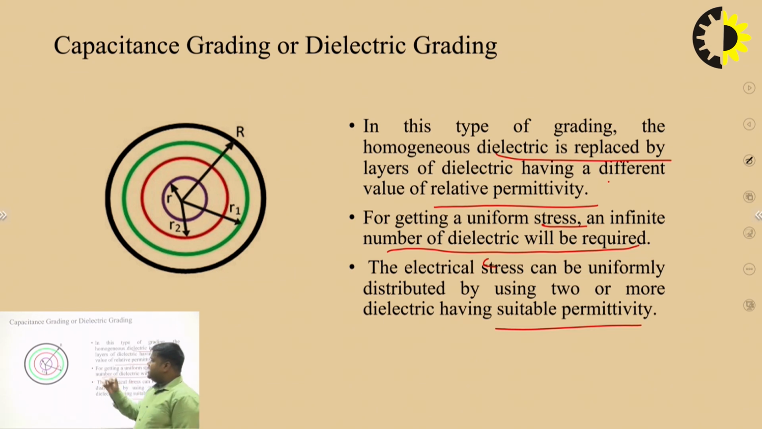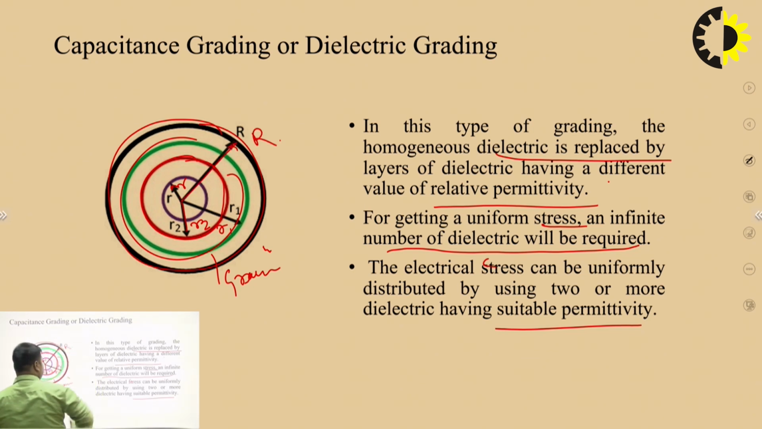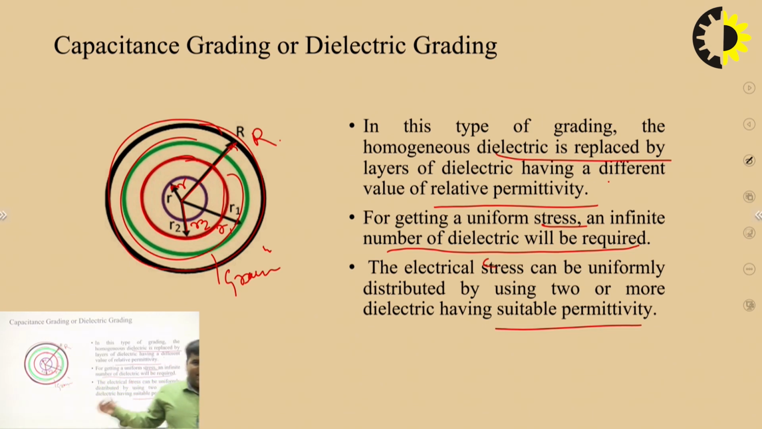So we can easily see this in the capacitance grading or dielectric grading figure. The radius of the innermost part is small r, the red part is r2, the green part is r1, and the outermost part, shaded black, is capital R. The dielectric stress can be uniformly distributed by using two or more dielectrics having suitable permittivity.